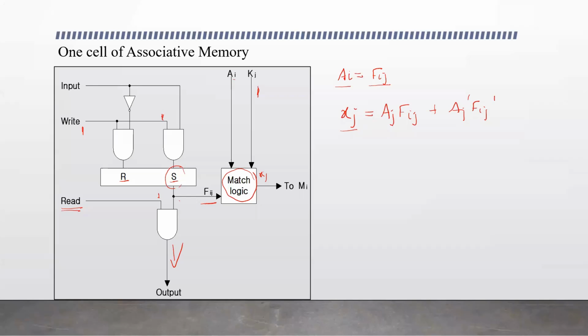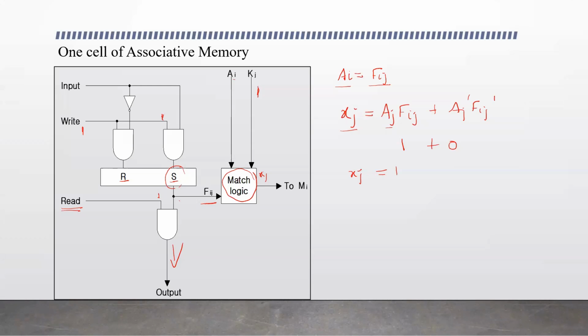To set this bit, an AND operation is performed with Aj, and that is the match logic. Aj is ANDed with Fij. Let's say Aj is 1 and Fij is 1. When an AND operation is performed, we get the result as 1, since 1 and 1 is 1. And when complemented, it becomes 0 and 0, so it is 0 here. When OR is done, the result is 1.